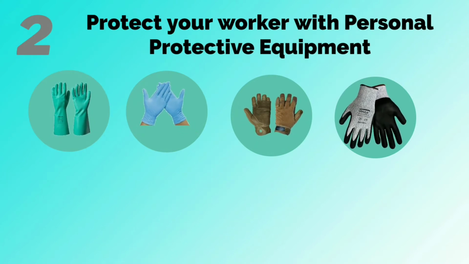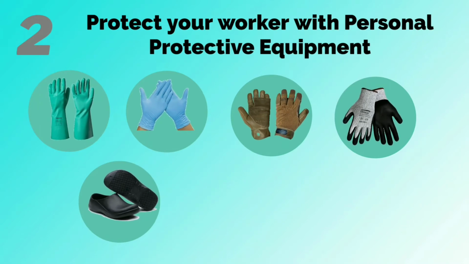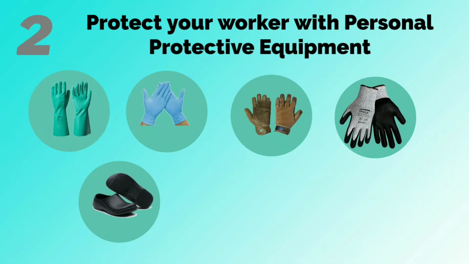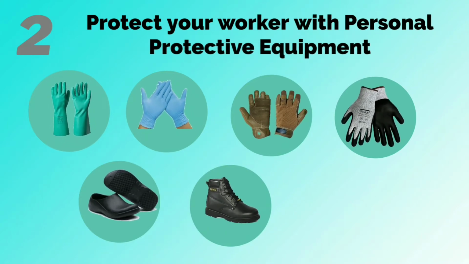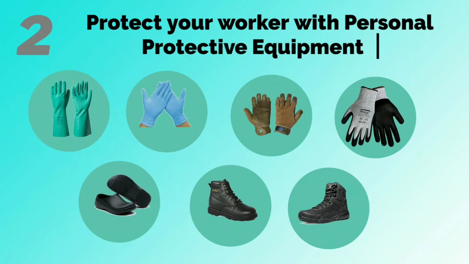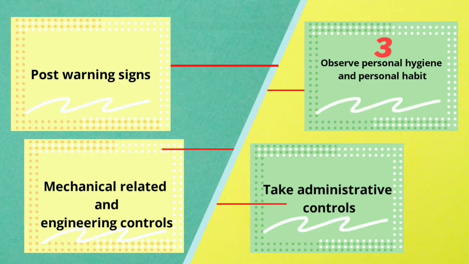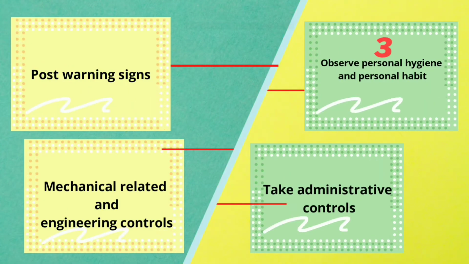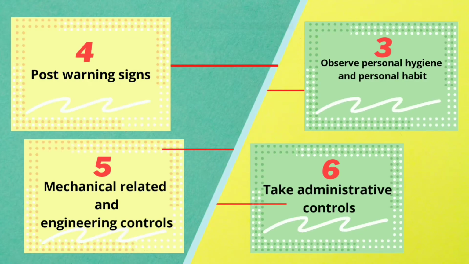When it comes to footwear, non-slip footwear must be worn when working in and around kitchens, steel-toed boots used when operating landscaping equipment, and footwear with ankle support used when working outdoors. Next is to observe personal habits and personal hygiene. Good examples here are taking a bath every day, posting warning signs, mechanical-related and engineering controls, and taking administrative controls.